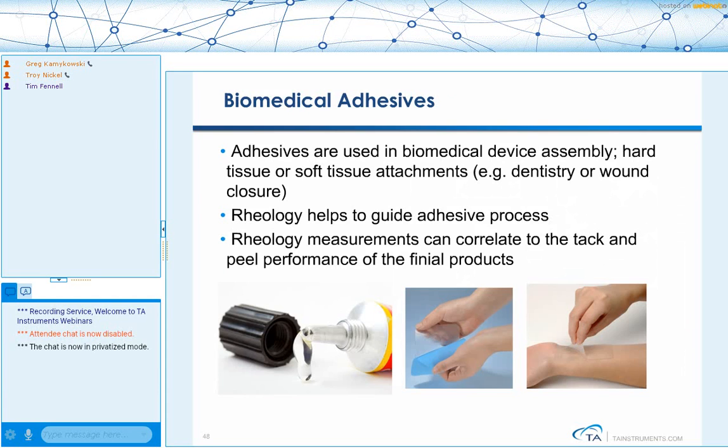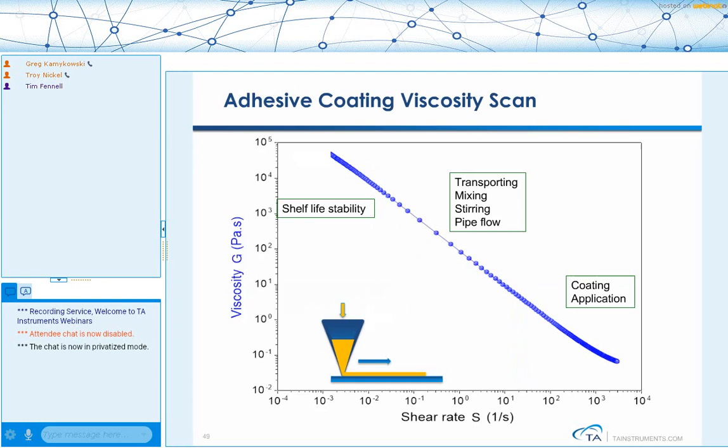Now let's look into some biomedical adhesives. These can be used to attach to hard or soft tissue, and as you would expect, rheology is very important in terms of processing these adhesives and then having them perform in their real-life application.